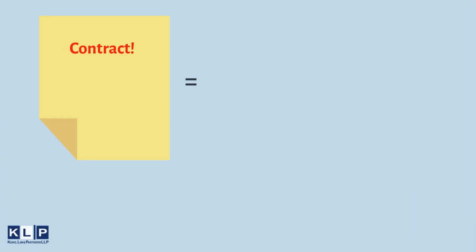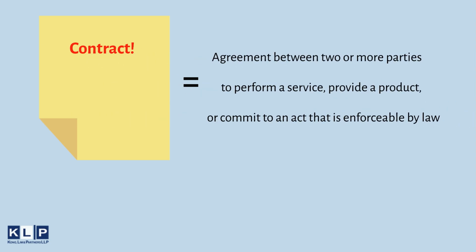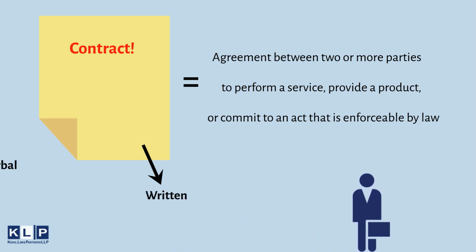First, we have to understand what is a contract. A contract is an agreement between two or more parties to perform a service, provide a product, or commit to an act that is enforceable by law. A contract can either be written or verbal. All contracts must meet 5 attributes at the start of the arrangement.